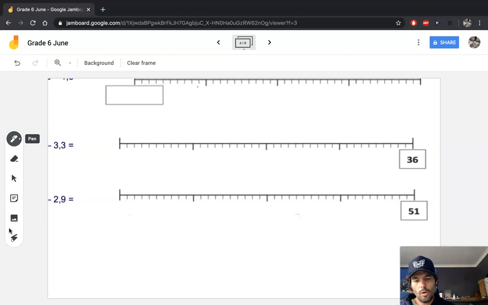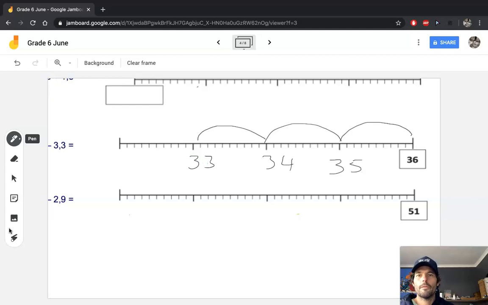So if we go back 1 whole unit, we'll go back to 35. We go back another whole unit, we'll go back to 34, and another whole unit will go back to 33. Okay, then from 33 we just need to go back 3 tenths. Okay, and we can see there quite nicely and quite visually that that's going to give us an answer of 32,7. Okay, so a little bit easier with this one, because we were able to start at a whole number of 36, whereas the first 2 examples we had to start at a decimal place.